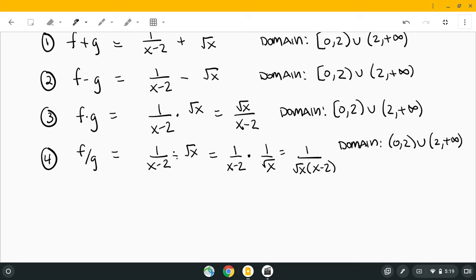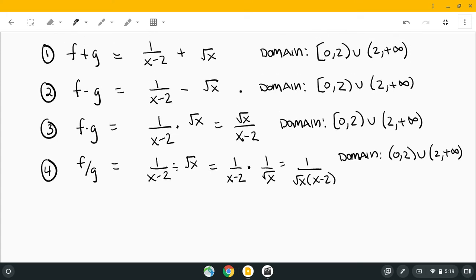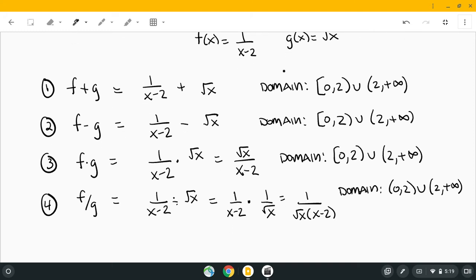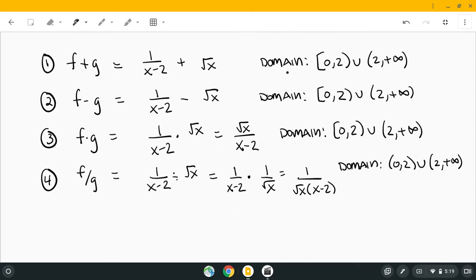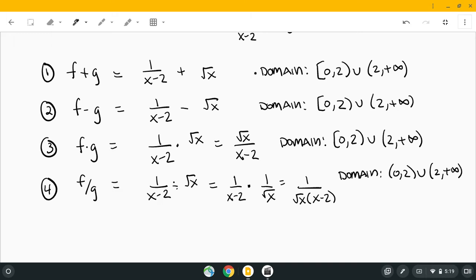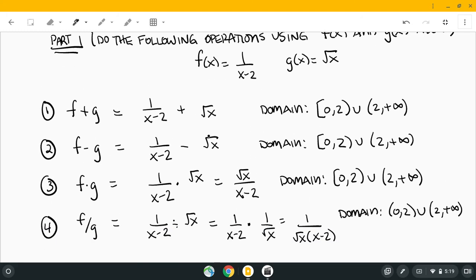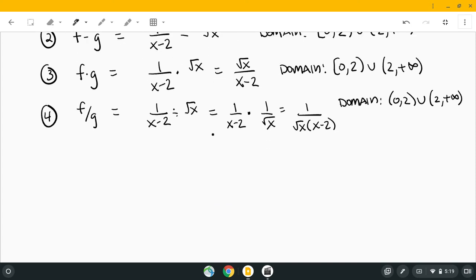All right. So that's how you do your operations. Pretty straightforward, especially with these two functions here, because they don't have any like terms, so there really wasn't any combining of terms. All right, but let's take a look at part 2, where we do operations with these two functions, and we also evaluate. So part 1, we just looked at how to add and subtract them and find the domain.